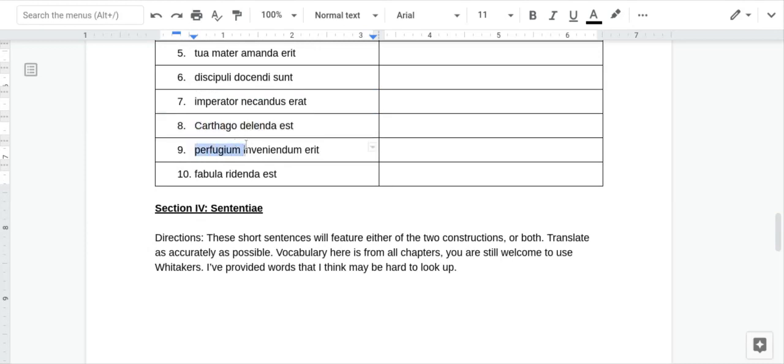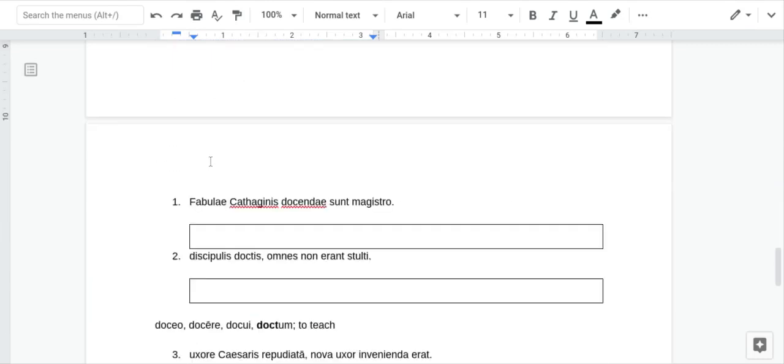Perfugium, shelter. Shelter will have to be found. Erit, future tense. The shelter will have to be found. And fabula redenda est. The story must be laughed at. All right, let's go to the sentences.